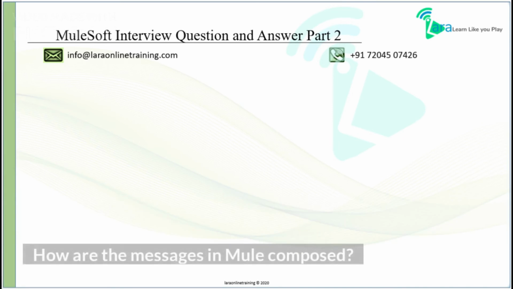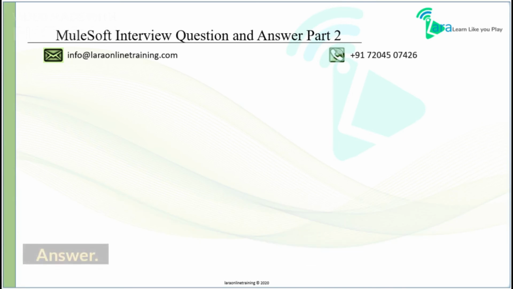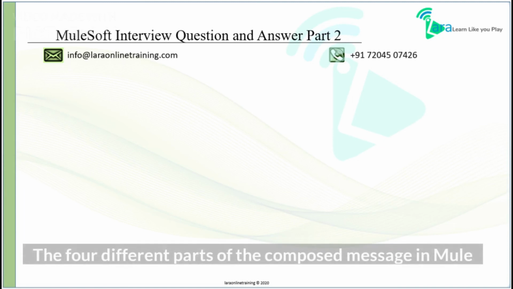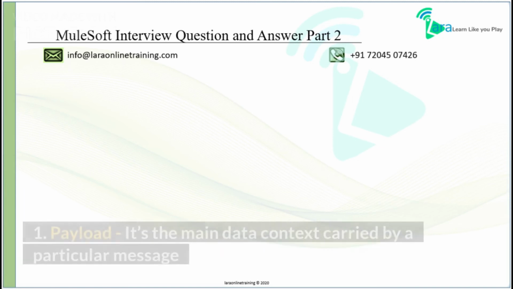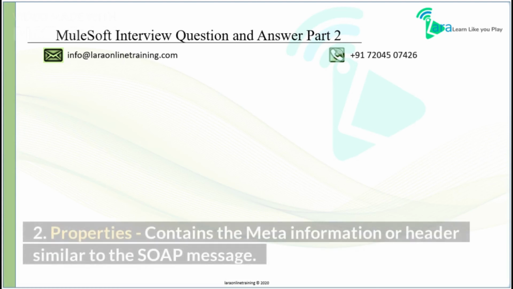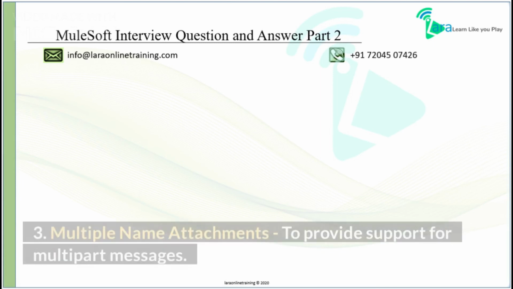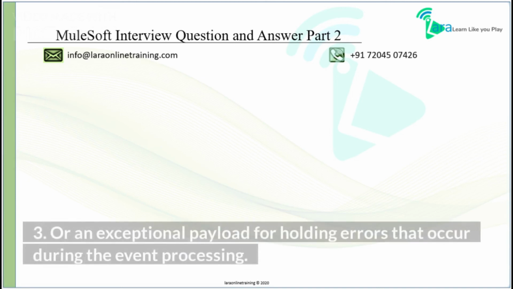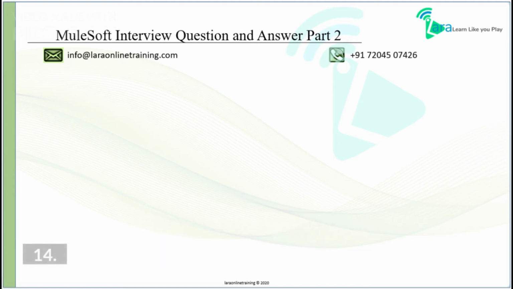13. How are the messages in Mule composed? Answer. The 4 different parts of the composed message in Mule. 1. Payload, it's the main data context carried by a particular message. 2. Properties contains the meta information or header similar to the SOAP message. 3. Multiple named attachments to provide support for multipart messages. 4. Or an exceptional payload for holding errors that occur during the event processing.